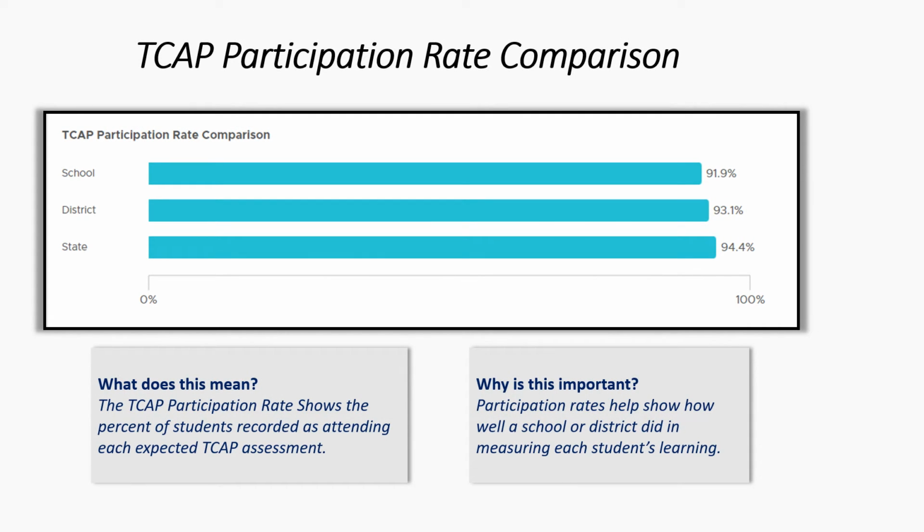TCAP participation rate comparison. What does this mean? The TCAP participation rate shows the percent of students recorded as attending each expected TCAP assessment. Essentially, this data shows how many students took the test on the most recent i-Ready assessment. Why is this important? Participation rates help to show how well a school or district did in measuring each student's learning. And also, you can note that you have the state's participation rate, the district's participation rate, and finally the school's participation rate to see how they compare to one another.